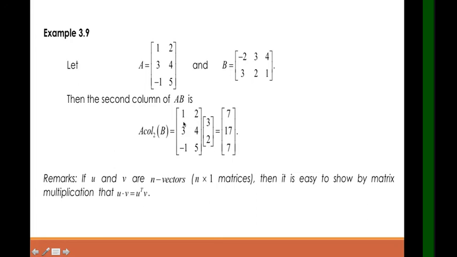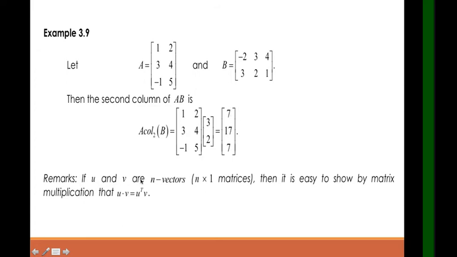So if we will do the same process of multiplication of matrix, we have 1 times 3 plus 2 times 2. Okay, you will get 7. Then 3 times 3 and 4 times 2, you will get 17. Negative 1 times 2 plus negative 5 times 2 is equal to 7. Okay, so this is now the result: 7, 17, and 7.